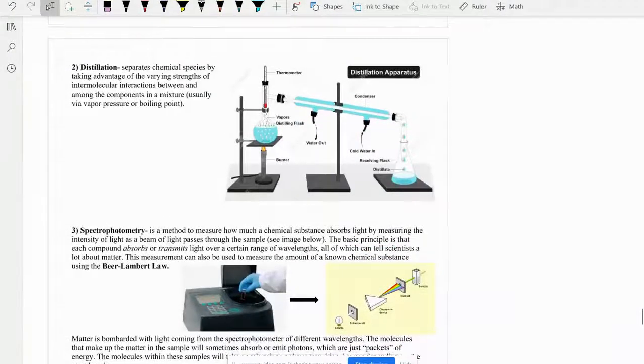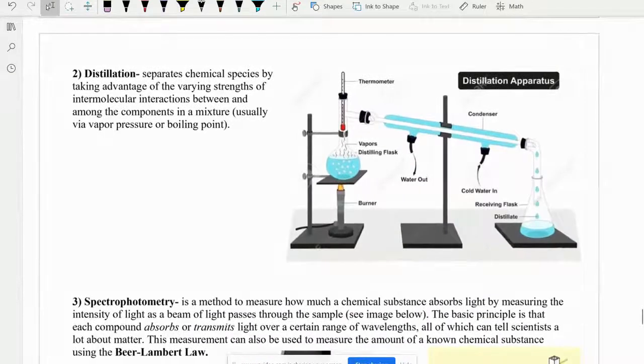The next application or technique that you need to be familiar with is distillation. It's unfortunate that we're not going to be able to do this lab, but you will be doing an activity to help you tease out the concepts of what distillation really is. Distillation, you probably have heard this before. We use distillation in many, many aspects of our life.